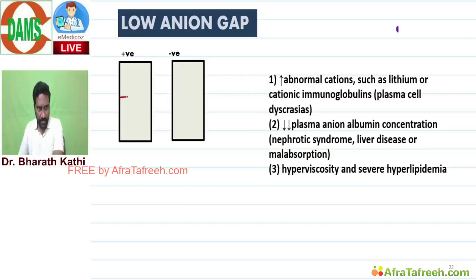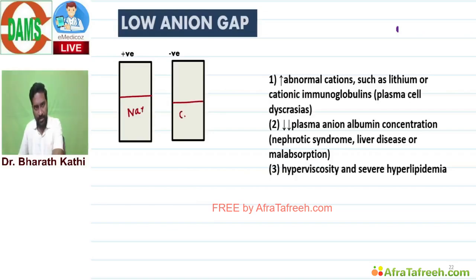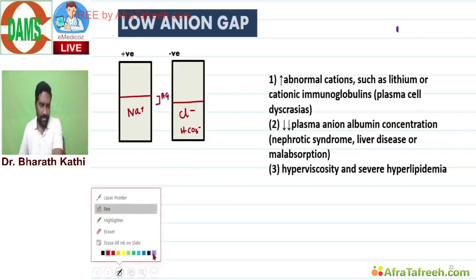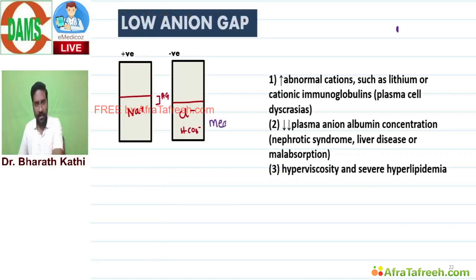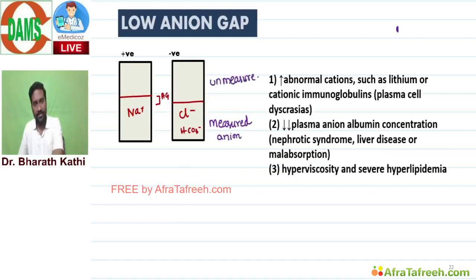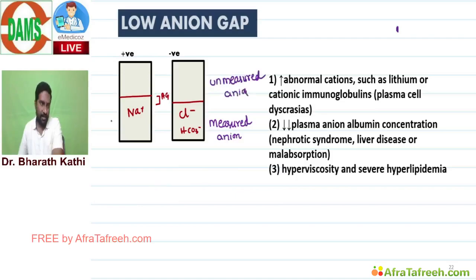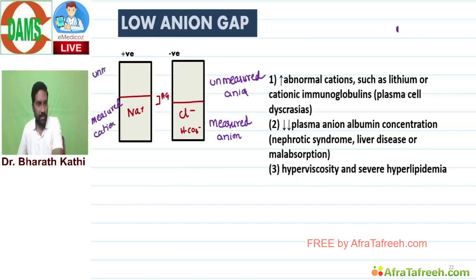We know that this is, let this be Na plus, let this be chloride and bicarbonate. Always between these two there is a gap called the anion gap, and within each compartment there is a measured part. So let this be negative, so it is measured anion. This is unmeasured anion. Here also this will account for measured cation, and this will account for unmeasured cation.